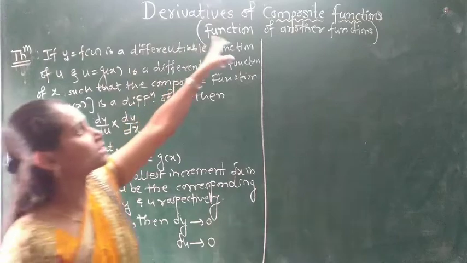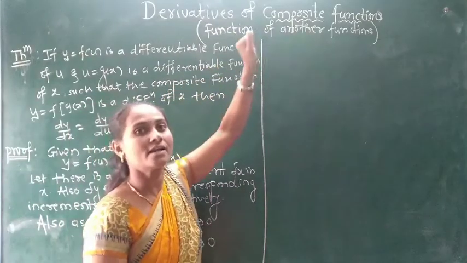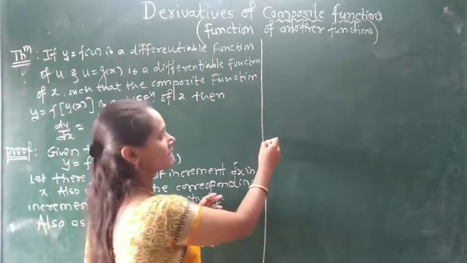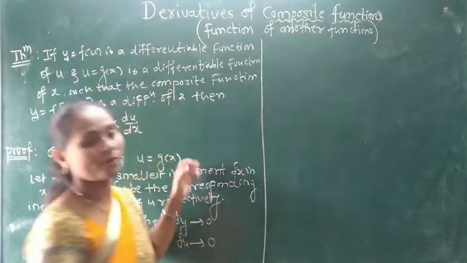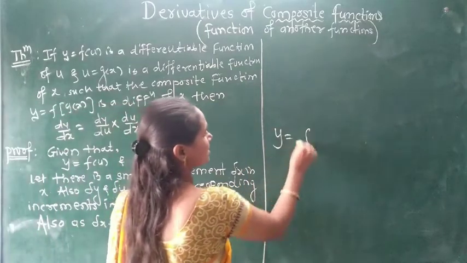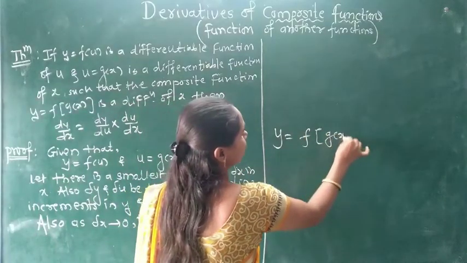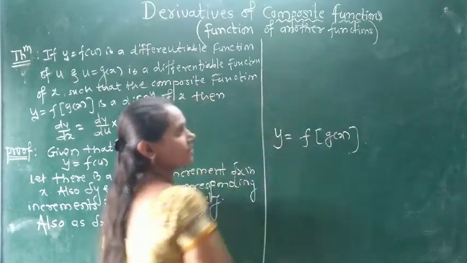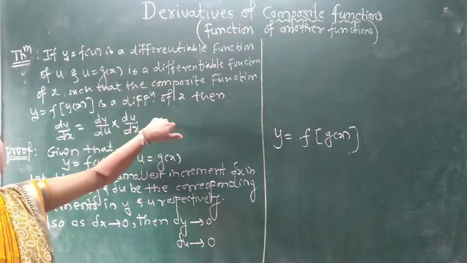What is meant by composite function? A function of another function is called a composite function. In standard 11, in functions, we already studied this type of function, that is, composite function. A composite function is in the form of f of g of x.